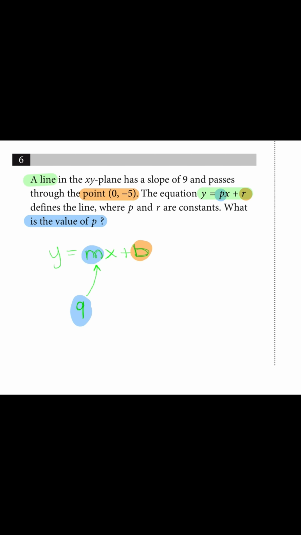I wonder, should I help you figure that out right now? Yeah, this is a good time to just go over that. So using that point, I would be able to figure out r because I would just go ahead and replace that point in the equation.